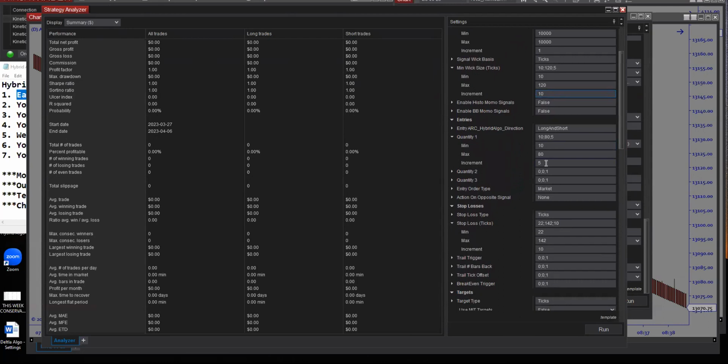Let's run this in quantity. You see here, this is the problem. I have the quantity to, we didn't set it. So let's just put it at 10 contracts.